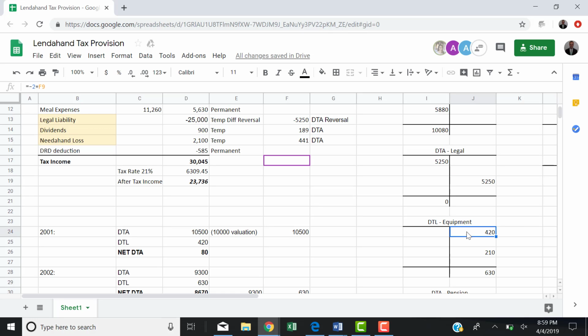Equipment, we'd kind of talked about before. We had a taxable difference of 2,000, so we multiply that by 21% and get 420. And then this year we had more of that, 1,000, so 21% of that is right here.